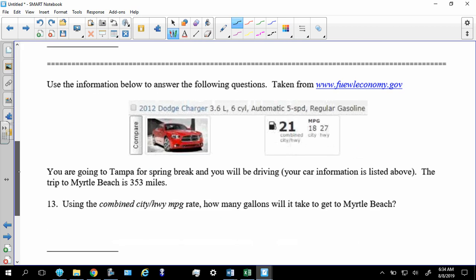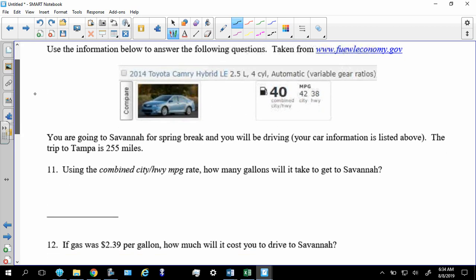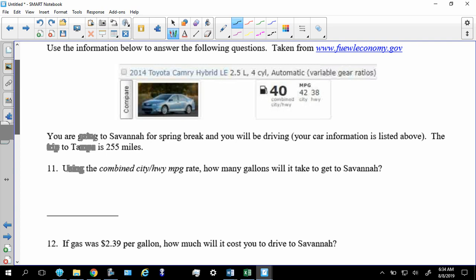Last two questions, very similar, just these car questions here. We've done several of them now, so you should know what's going on. All right, so you are going to Savannah for spring break. You'll be driving your car, which is a Camry. Oh, okay, going to Savannah, Tampa. Oops, I guess that should have been changed. Oops, that's Savannah. All right, so we're using combined city highway MPG.